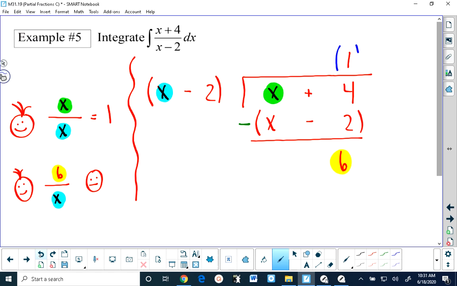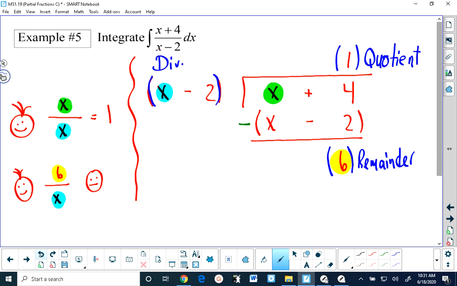1 is the result of the division. It's called the quotient. 6 is what we have left over, and it's referred to as the remainder. X minus 2 is what we were dividing by. That's referred to as the divisor. And x plus 4 is what we were dividing into. This is called the dividend.